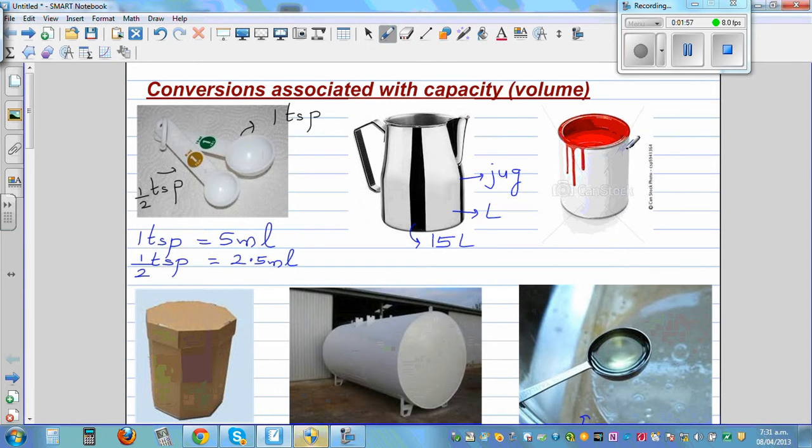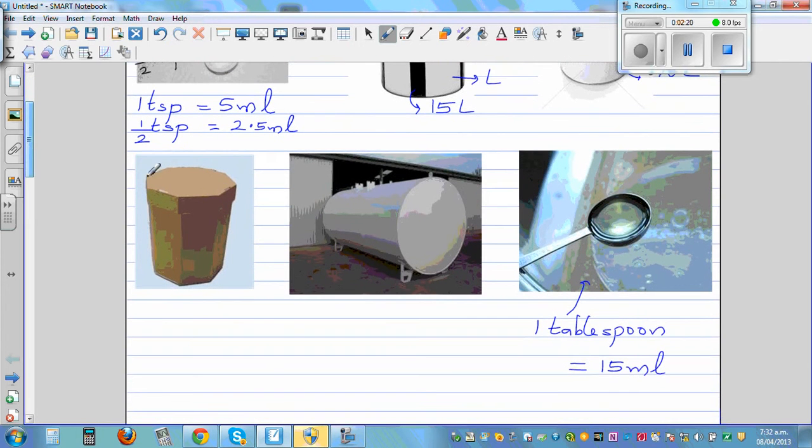This is a paint container. This is also measured in liters, and the letter that we use for liter is L. This may be about, say, 10 liters, not milliliters, 10 liters. I'll talk about the conversion later on. This is an ice cream container, also measured in liters. This may be about, say, 5 liters.